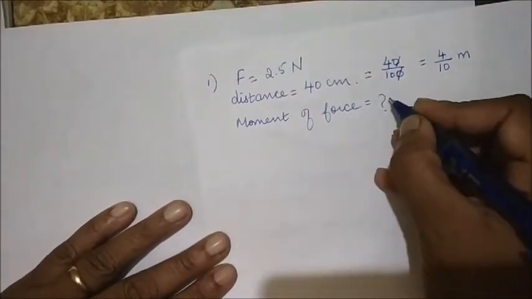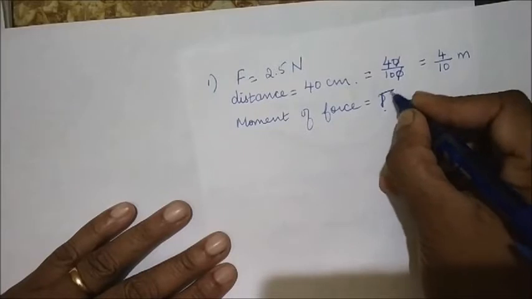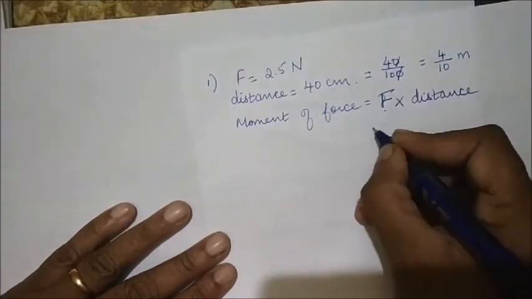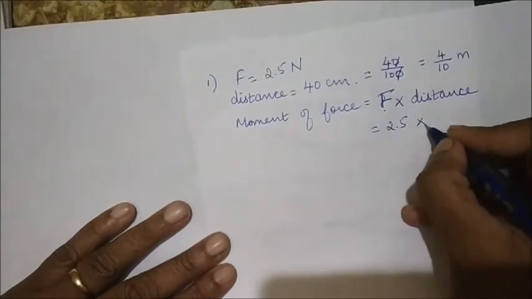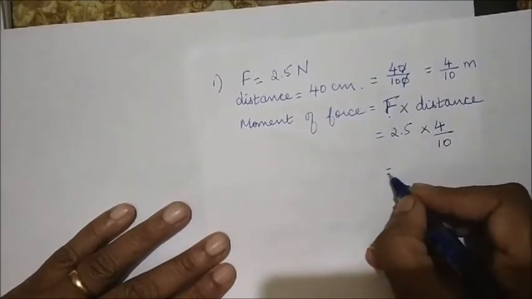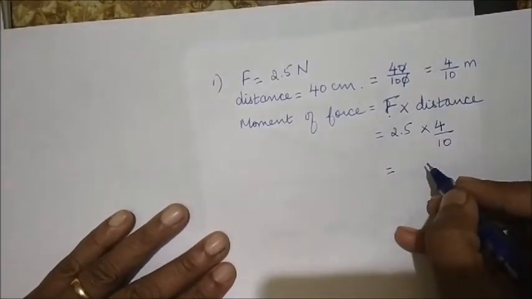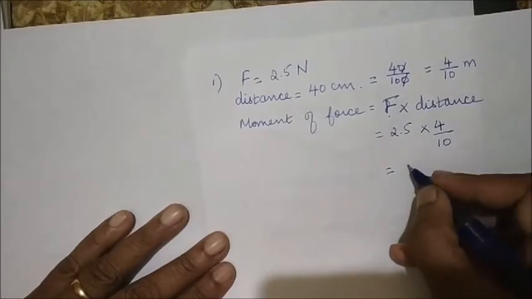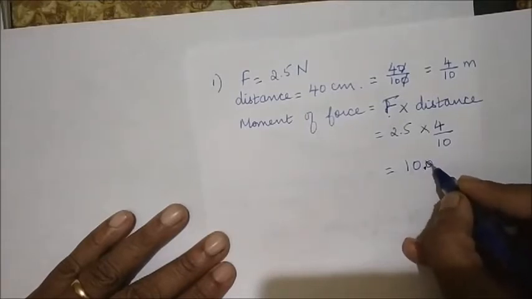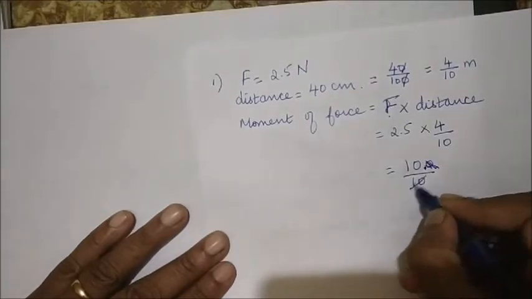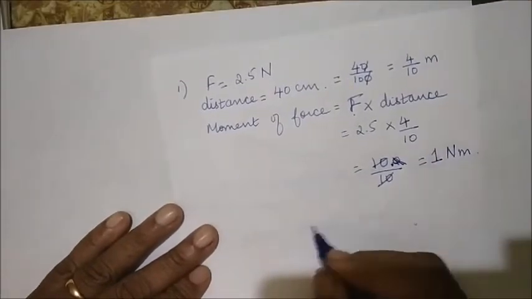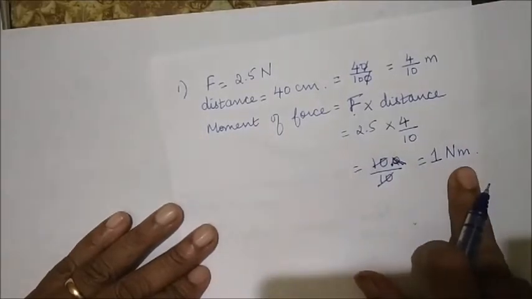Now let me come to the formula for moment of force. Moment of force is force into perpendicular distance. So force is 2.5 Newton multiplied by perpendicular distance 4 by 10. Now 2.5 into 4 will be 10. It's 100, and the decimal I put here, so it will become 10 upon 10. So it will cut, and the answer will be 1 Newton meter. So moment of force is 1 Newton meter.